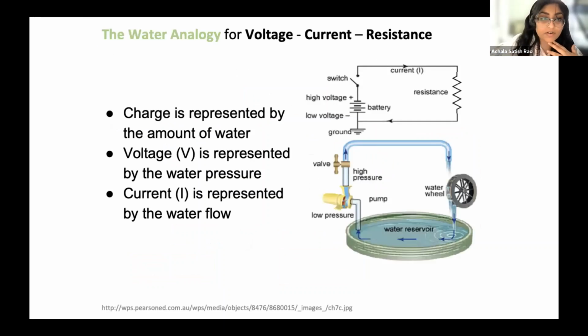So to dive more into this, right, we can think of a circuit with the water analogy. Is there anybody who could tell me what charge is represented by here? It's on the screen, but could you give me more explanation why?